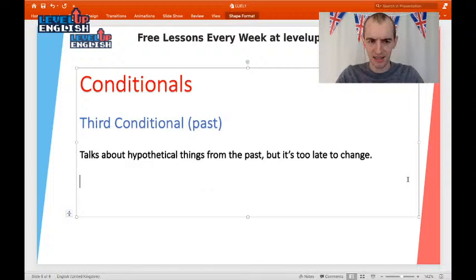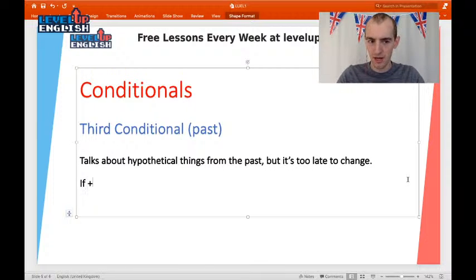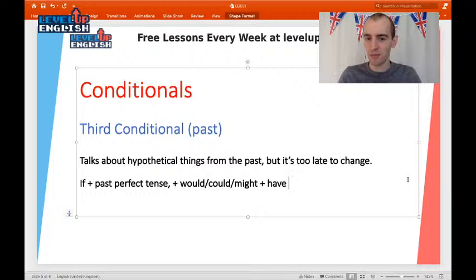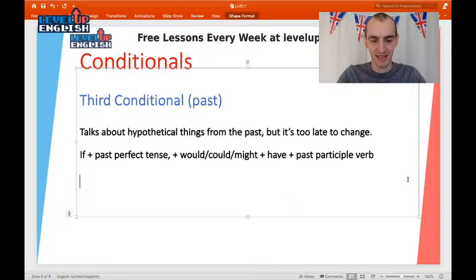So we can use, this is the hardest one. That might take a second to remember. If plus past perfect tense, comma, plus would, could, might, plus have. So it's kind of like present perfect. And then past participle verb. This is the longest one, very confusing. But let's look at an example to make it more clear.